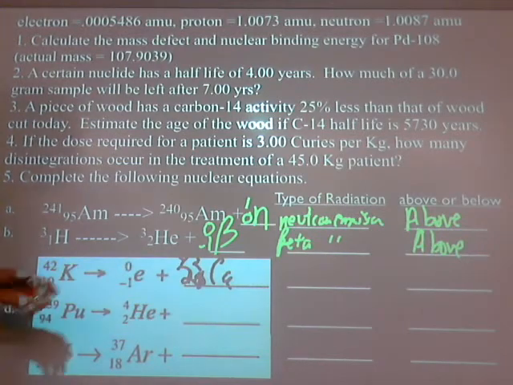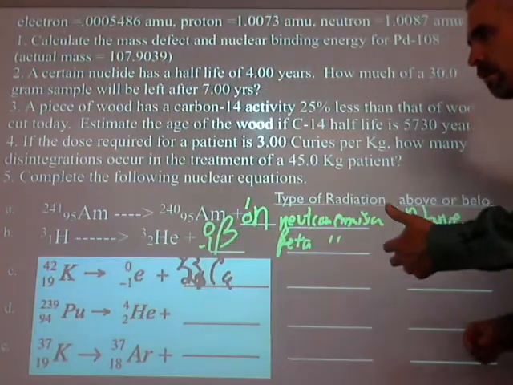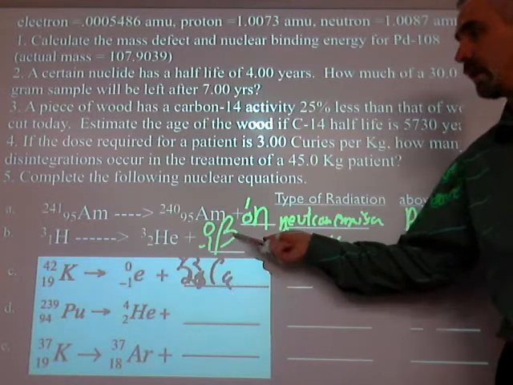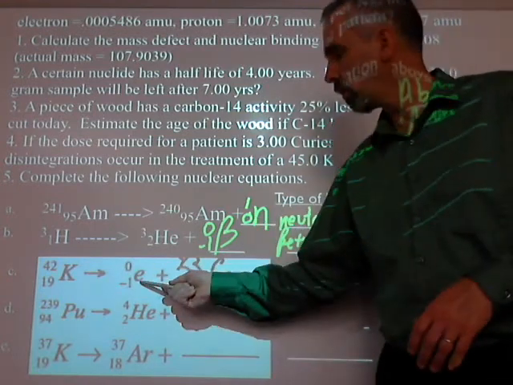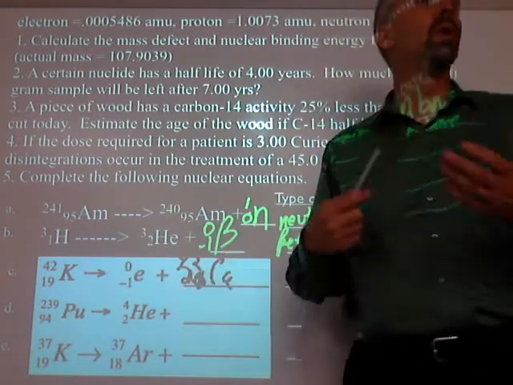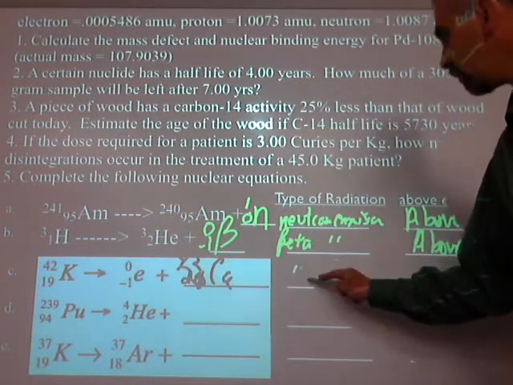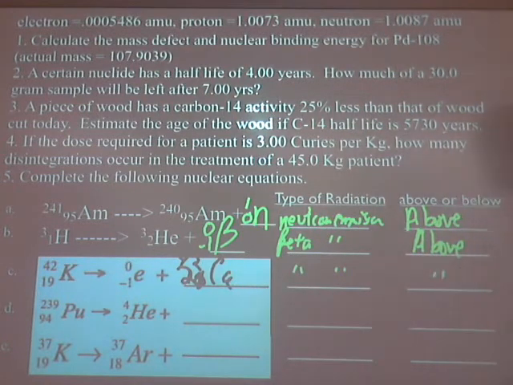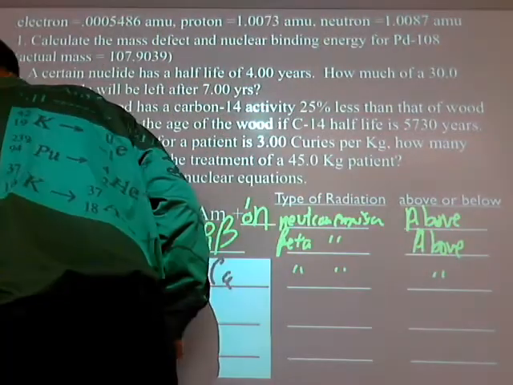Now that I know that's calcium and I know what happened to him, he gave off a beta particle. It's basically the same thing that happened here, only it was drawn a little differently. Here I wrote it as an electron, here I wrote it as a beta. I could do either one. It's the same thing. It's still beta emission, and it's still going to be above the band. Everybody agree? Okay. Let's look at this guy.